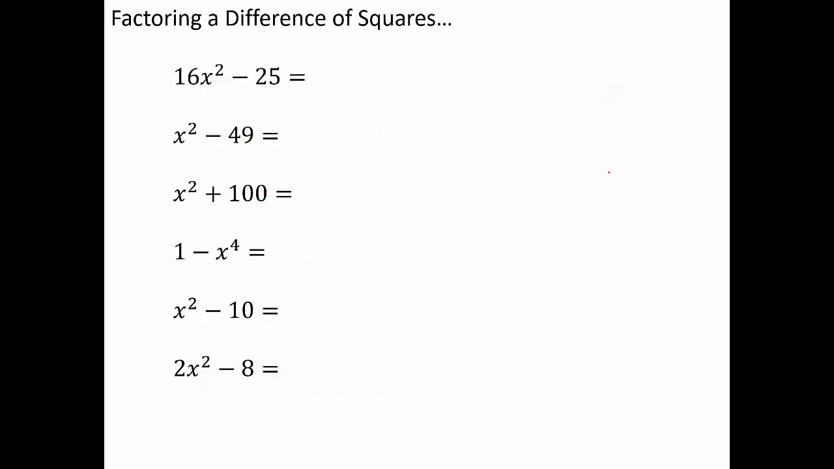So while we're on the topic, let's double down on that. Here are a bunch of problems that I want you to factor using the difference of squares technique. Pause here, hit play when you're ready. 16x squared minus 25. Hopefully you recognize 16x squared is a perfect square. That's 4x times itself. 25 is 5 times itself, which means we go straight to the answer of 4x minus 5, 4x plus 5. x squared minus 49, that's x times itself, that's 7 times itself. So x minus 7, x plus 7.